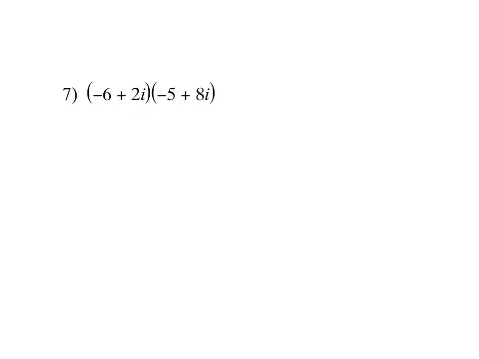As you can see here, I'm multiplying two binomials, if you want to say it like that. So I have to FOIL. That means that I'm multiplying the first two terms, so positive 30. Now I'm multiplying the outers, so negative 48i. The inners, so negative 10i. And now the last, so I have plus 16i squared.